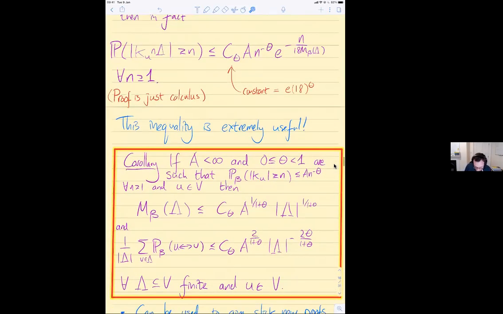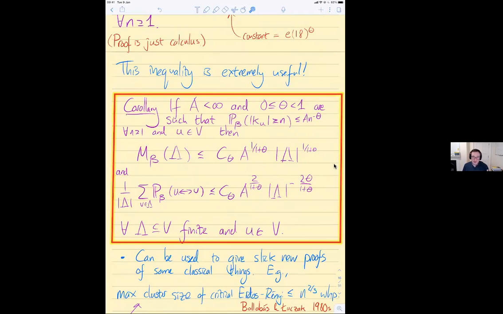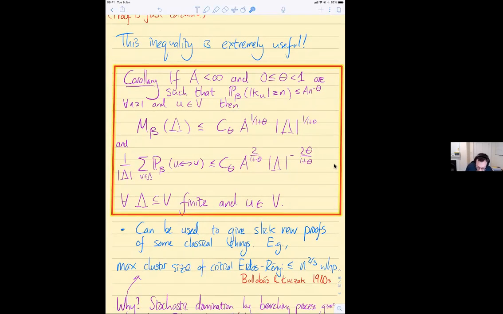And this is useful because it's exactly what lets you get these efficient conversions of volume tail bounds into two-point function bounds. So in particular, what you can prove is if you assume this power law bound on the volume tail, and you take any finite set of vertices lambda, then first of all, this typical value of the maximum cluster is bounded by this power of lambda, to the 1 over 1 plus theta. And similarly, the average connection probability between two vertices is bounded by, again, another power of the size of lambda.